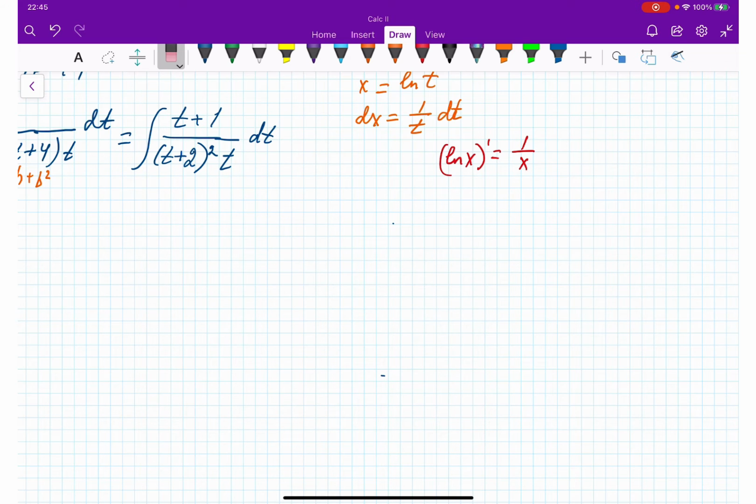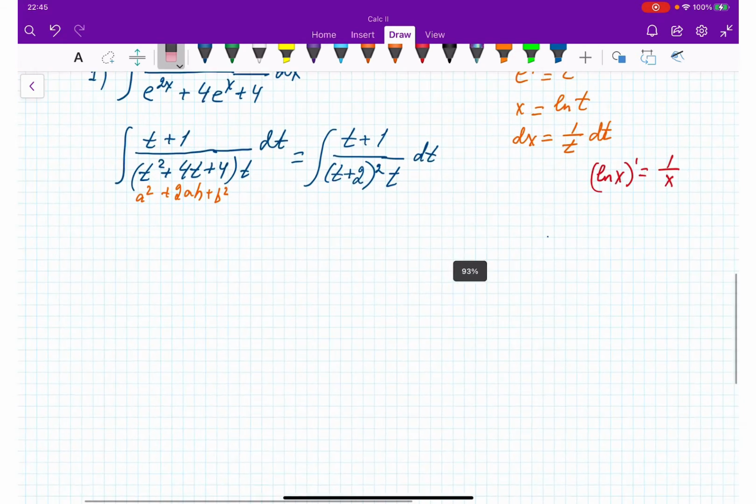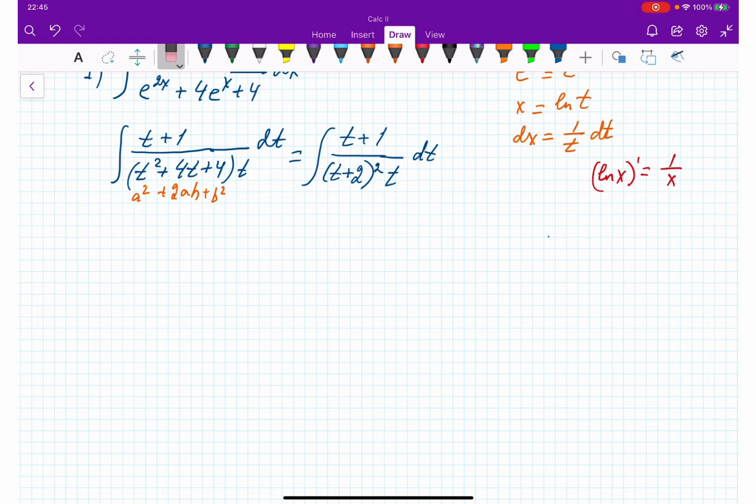Because this is sometimes confusing. Students don't know when to put ax plus b, when to put just a, and when to put the quadratic expression ax squared plus bx plus c. So now you know. All right.